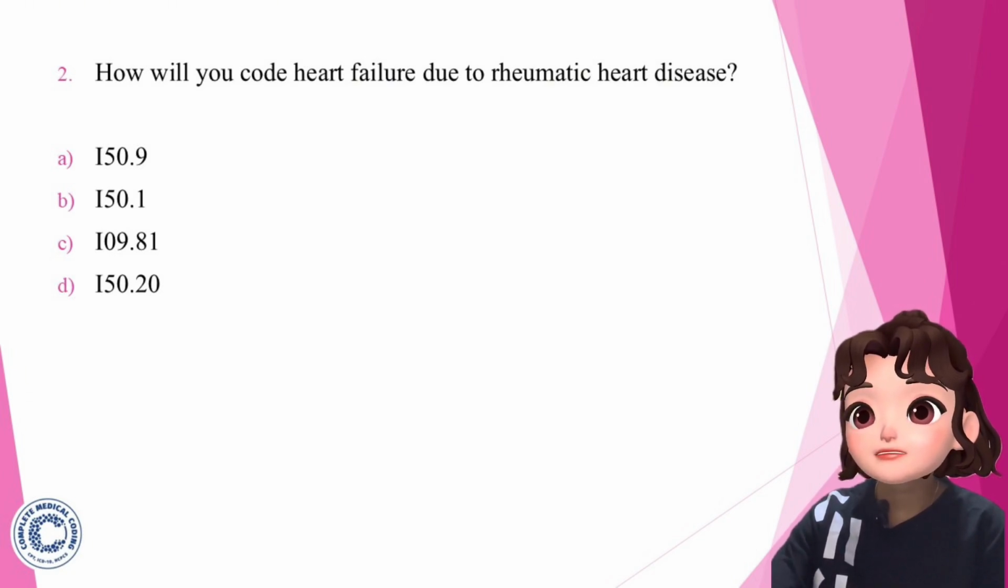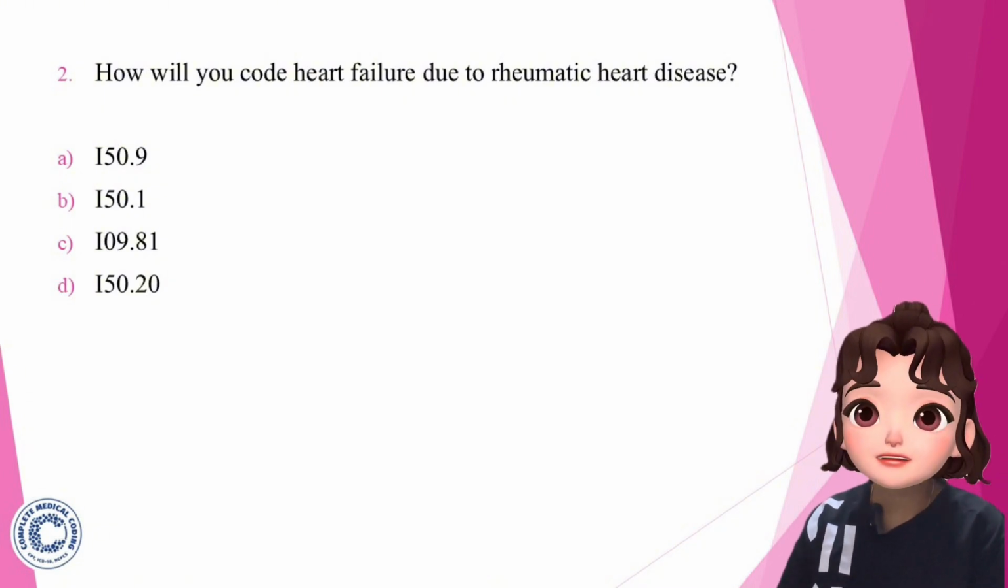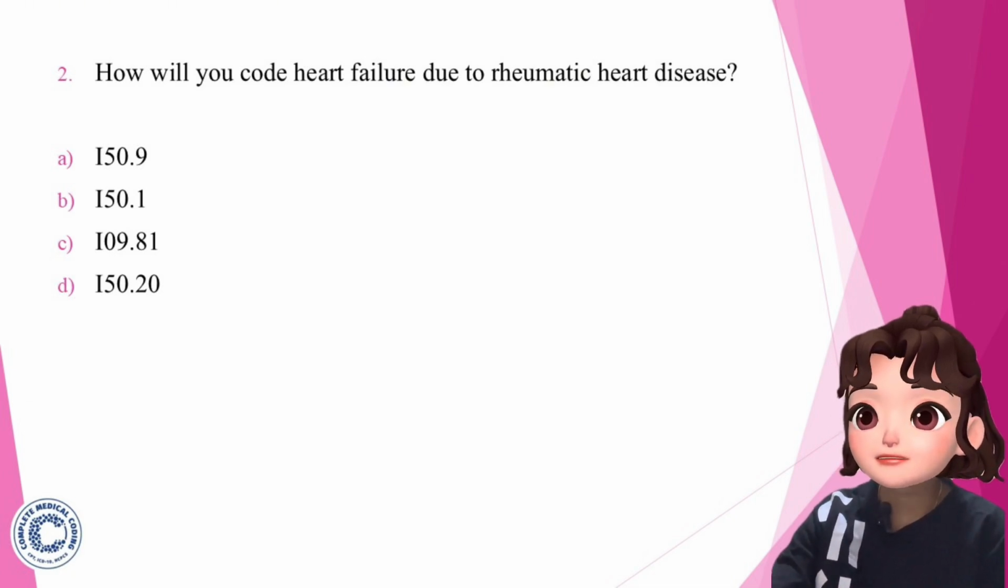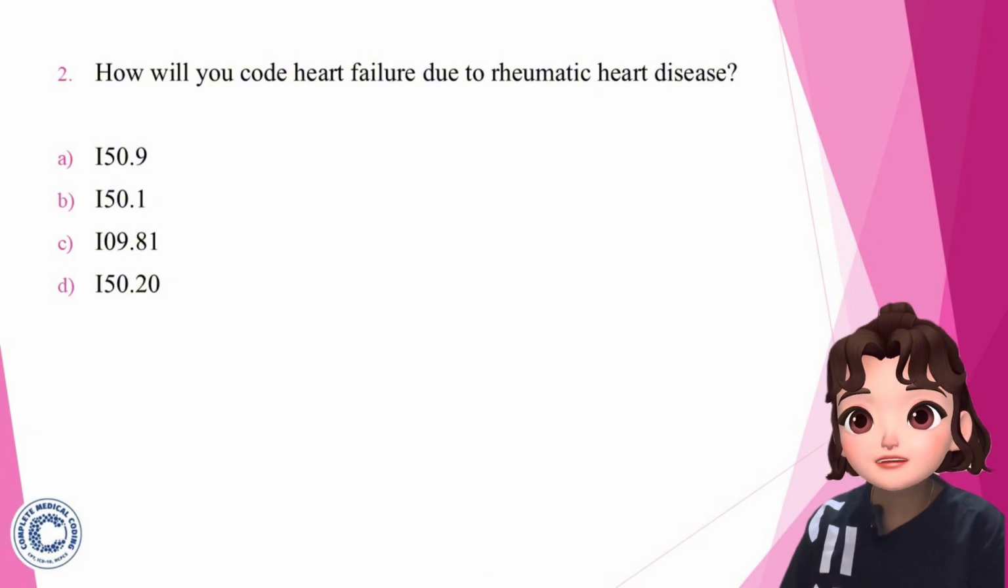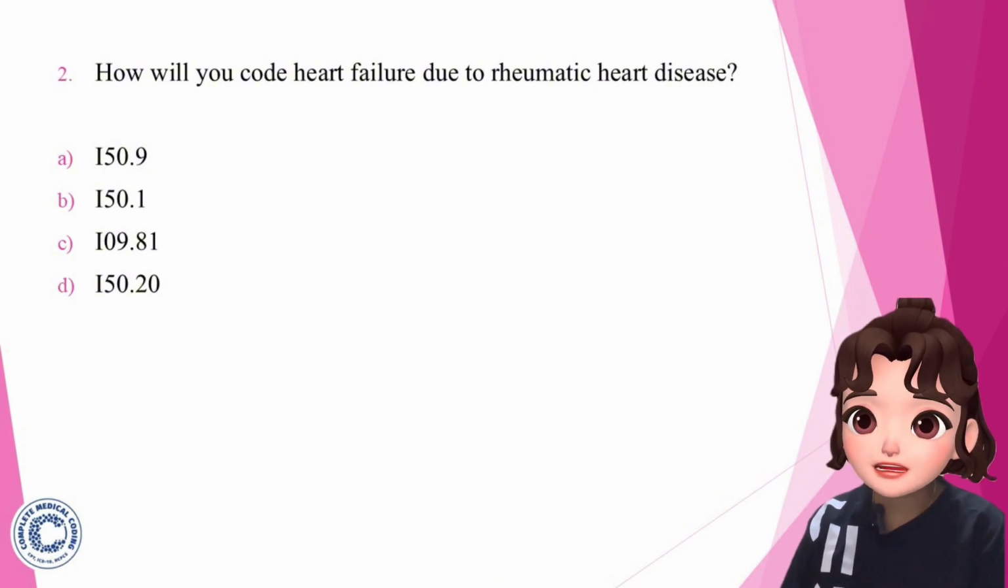What is option B, I50.1? Left ventricular failure, unspecified. What is option C, I09.81? I09.81 is rheumatic heart failure.